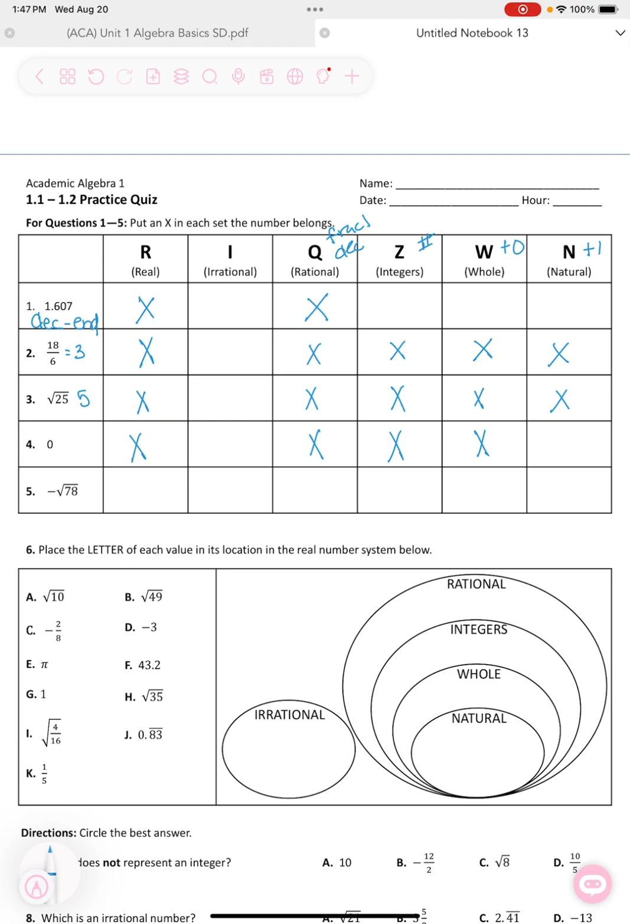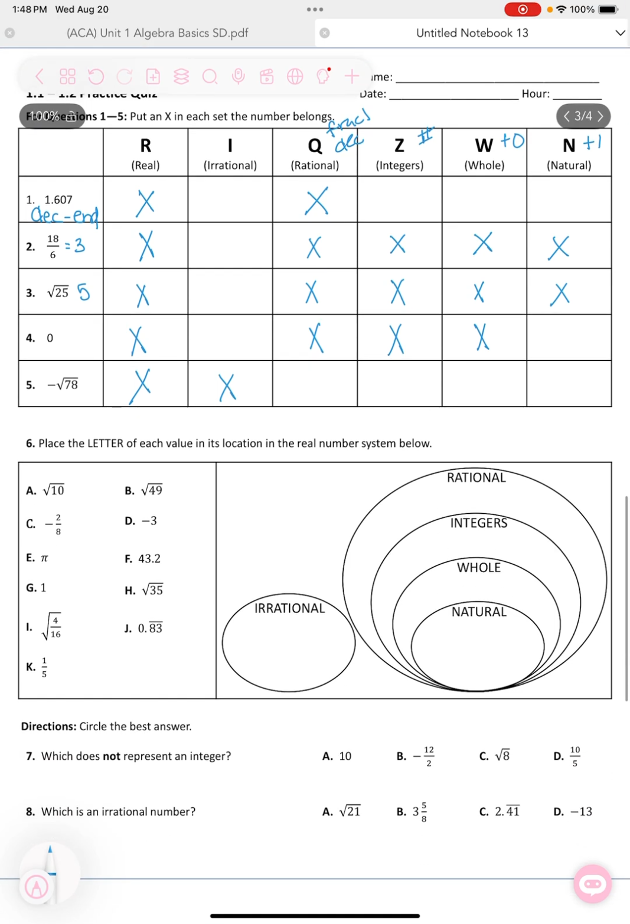The square root of negative 78, putting that in my calculator, that's going to be a number that goes on and on and on forever. Hang on, doing it. 8.831760866 with no pattern whatsoever, a crazy number. So crazy numbers are still real, just like crazy people are still real. Irrational because it's crazy and goes on and on forever.